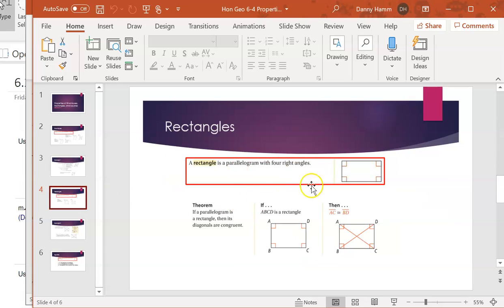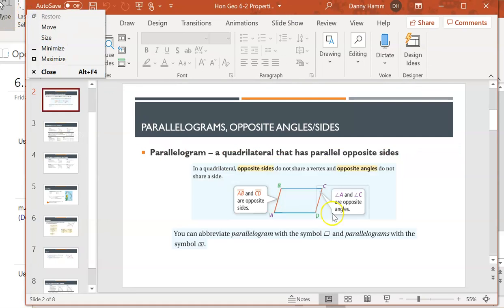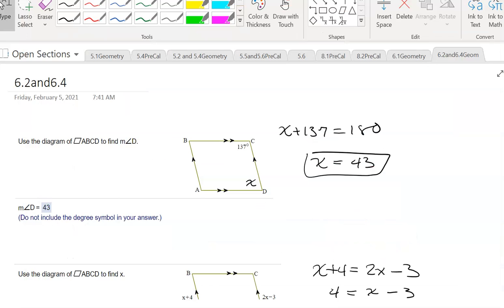And then if we look at a rectangle, we have 4 right angles here. And then we also have the diagonals are equal to each other. And then a square has all of these properties. And then looking over at a parallelogram, we have opposite sides are equal. And then we have that their angles are supplementary. And we'll do plenty of examples.